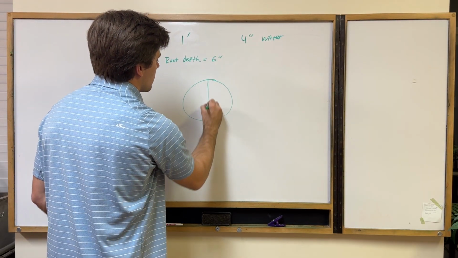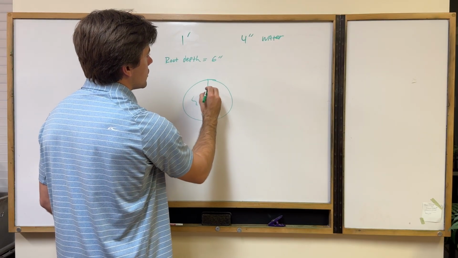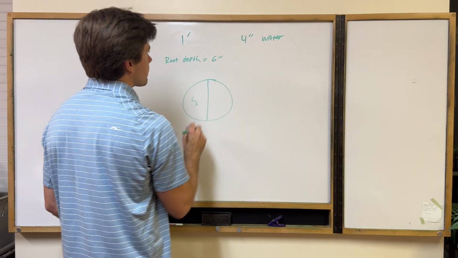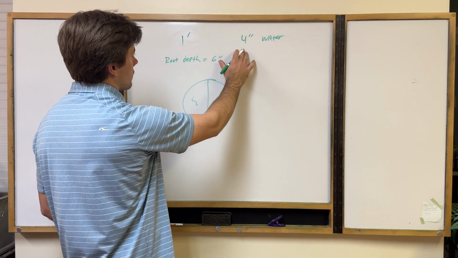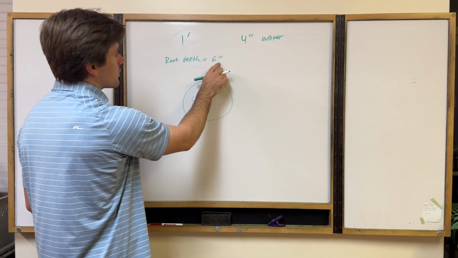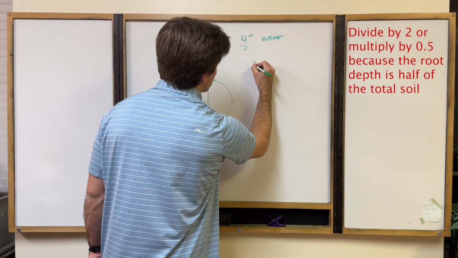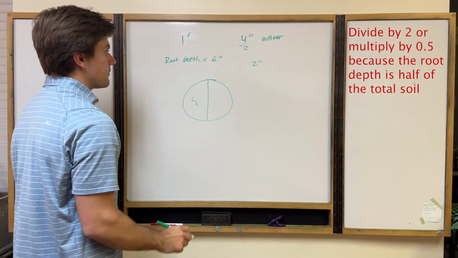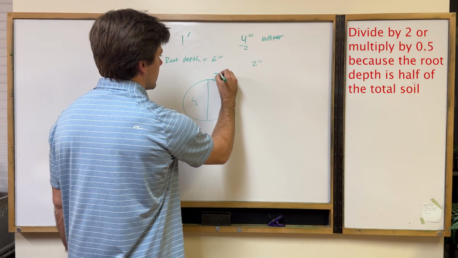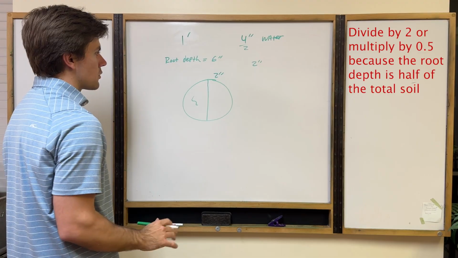So now we don't really need to worry about this. You just have 4 inches of water for the whole foot, and you need to cut that in half because you only have 6 inches. You divide by 2, you get 2 inches. 2 inches of water for this 6 inches of soil.